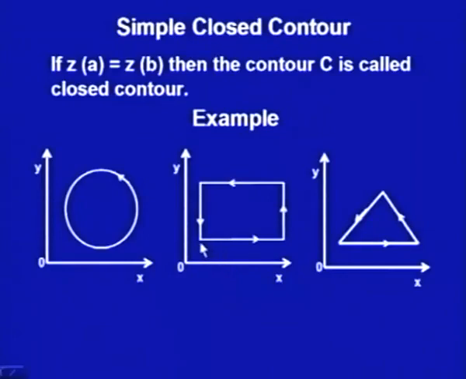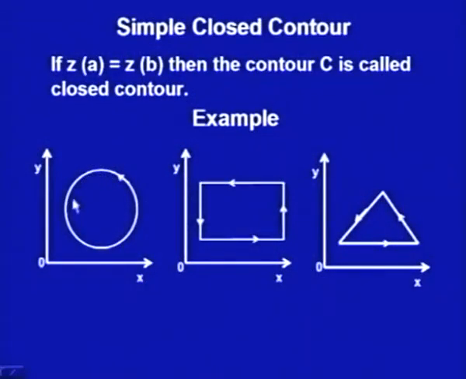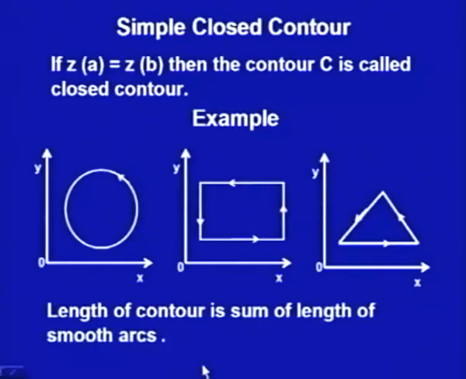Since a contour is nothing but a joint of simple arcs or simple curves which are differentiable, the length of a contour, if it is a single piece, as in this first example, would simply be the integral of z dash t along this line, from point A to B. If it is a joining of many smooth arcs, then it would be the sum of the lengths of those arcs. So the length of a contour is the sum of the lengths of its smooth arcs.